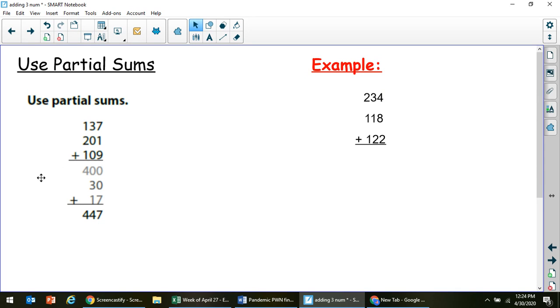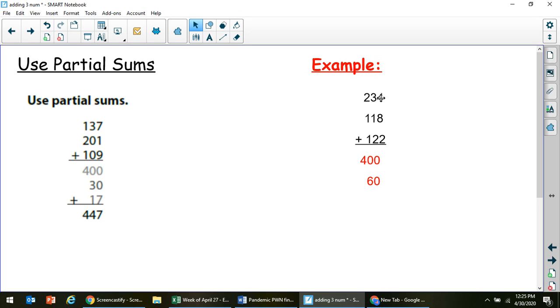So like I said before, you're going to focus on the hundreds first. So let's add up our hundreds column. 2 plus 1 gives you 4. And remember, we're focusing on the hundreds, so it would be 400. Now let's take a look at our tens. We have our tens column, which is 3 plus 1, which is 4. 4 plus 2 is 6. Remember, if I have 6 tens, that would be 60.